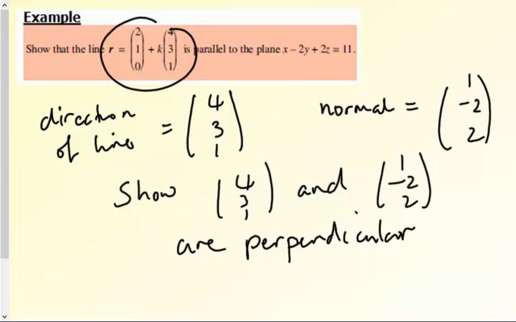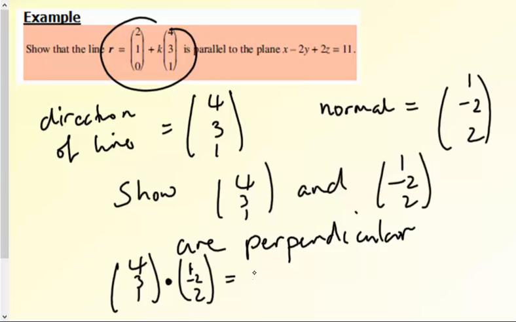How would you do that? Well, hopefully your answer is that if they're perpendicular, then the dot product of those vectors is going to be equal to 0. So that's really easy to show. And that's the key in many of these questions. The actual mathematics behind it here is very straightforward, isn't it?